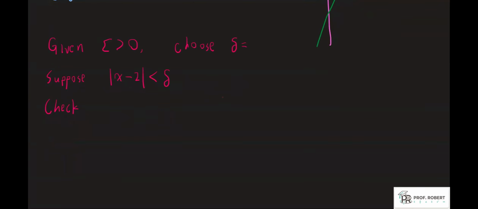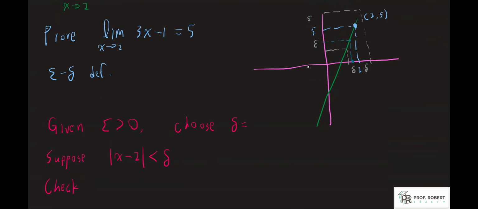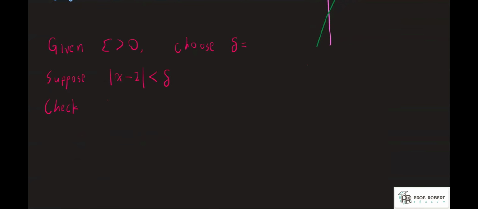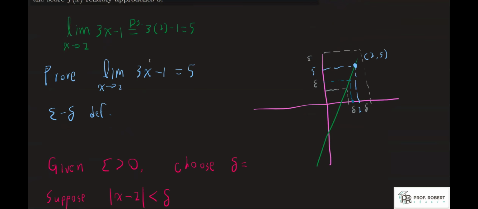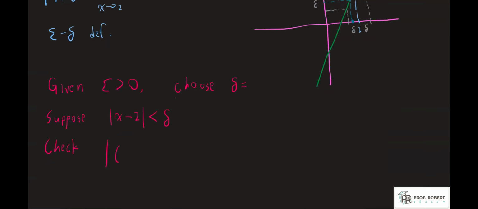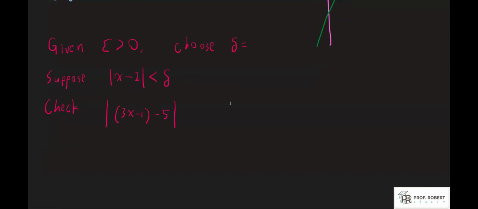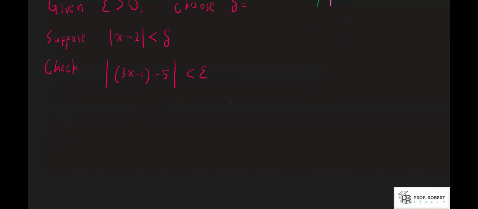And we want to show that my y value is inside the epsilon neighborhood. Okay, so I want to show that my y value, which will be 3x minus 1, and 5. So the distance between the y value of my choice of x and 5, I want to show that it's within epsilon. But I can't just say, oh, okay, it's less than epsilon. Then done. We can't do that. We want to check that this is indeed true.